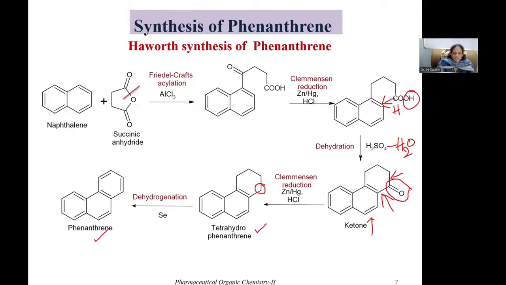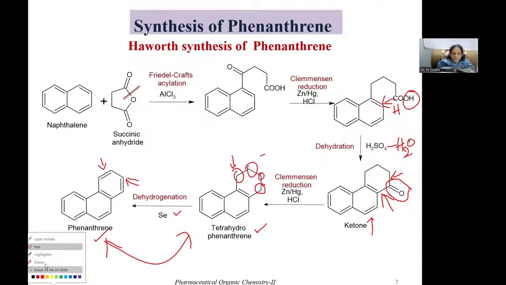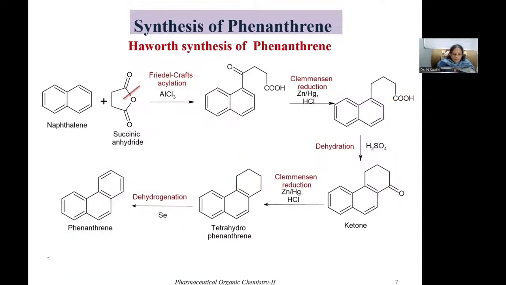Now, the structural difference between tetrahydrophenanthrene and phenanthrene is that it is lacking 2 more double bonds. These 2 double bonds are required. In order to incorporate them, hydrogens present at these 4 positions have to be removed. That is why tetrahydrophenanthrene is subjected to dehydrogenation by heating with selenium. Then these 4 hydrogens will be removed, and that is how 2 double bonds will be incorporated. And finally, we get phenanthrene, the corresponding product.